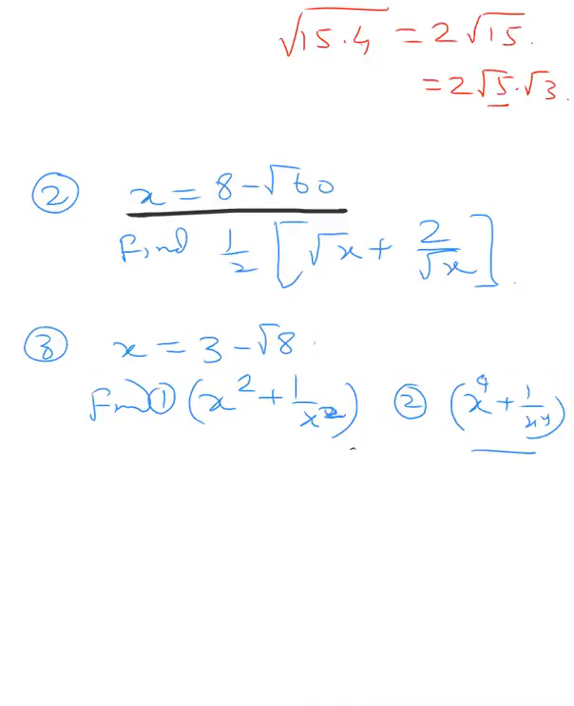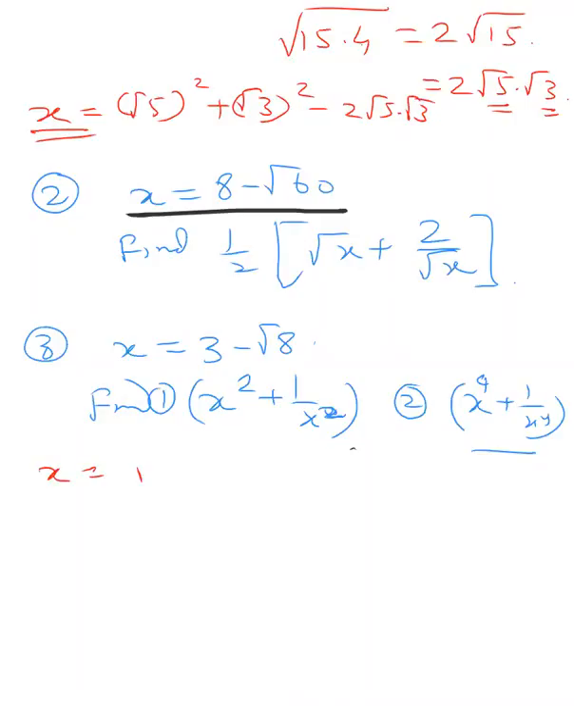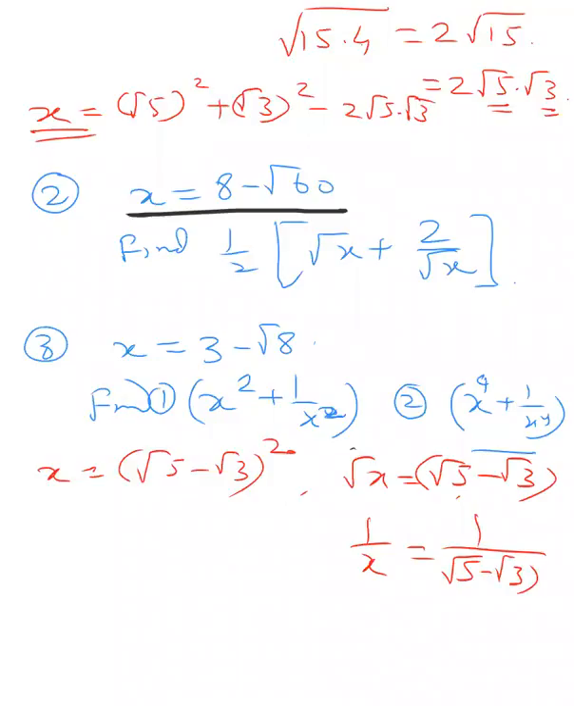So the two numbers are 5 and 3, and the sum of 5 and 3 is 8. So this x I can rewrite as (root 5) square plus (root 3) square minus 2 root 5 into root 3. From this, x is equal to (root 5 minus root 3) the whole square. So under root x, I'm getting root 5 minus root 3. Similarly, 1 by root x is 1 by (root 5 minus root 3). Multiplying with the conjugate, root 5 plus root 3, we get (root 5 plus root 3) upon 2.